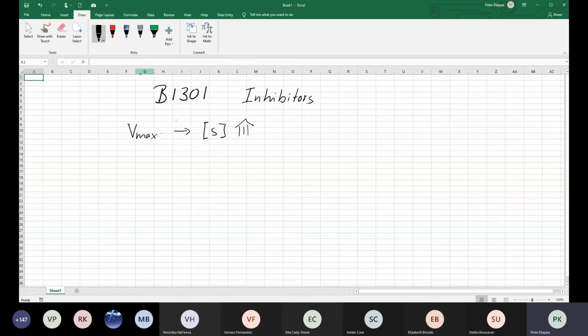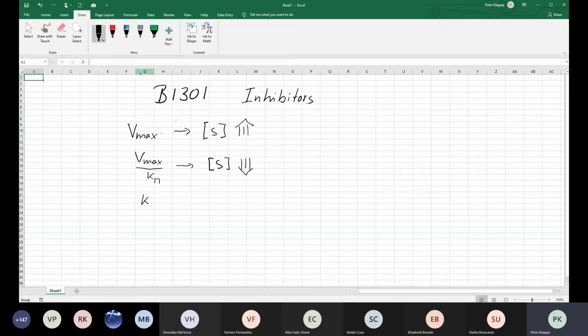Okay, what about Vmax over Km? What does that tell us? How the enzyme behaves, Vmax over Km, is extremely low, exactly. So when the substrate concentration is extremely low, that's absolutely right.